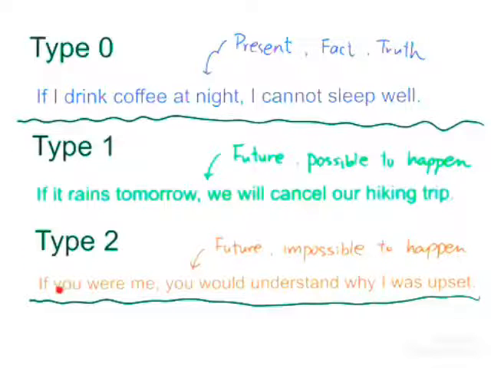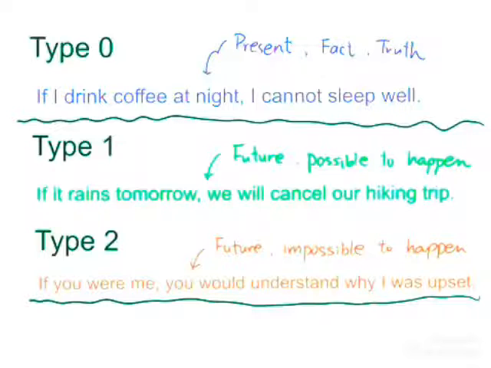But type 1 and type 2 are different. They are not fact, they are not habit. There's something that hasn't happened yet. Something in the future, and then we are going to do some action in the future, and we want to give some condition to the actions in the future. So we have type 1 and type 2.